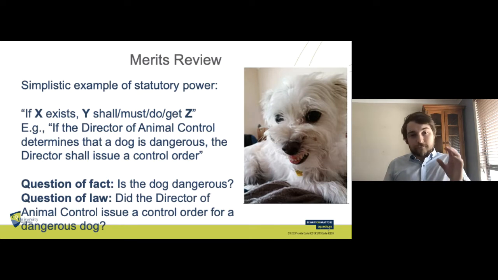Under merits review, where questions of fact are open to discussion and challenge, a merits review tribunal can look at that question of fact and say, actually, based on the evidence, we don't think this dog is actually dangerous. So that's a simplistic, I guess, example of the difference between the two. Judicial review, questions of law only. Merits review, questions of fact as well.